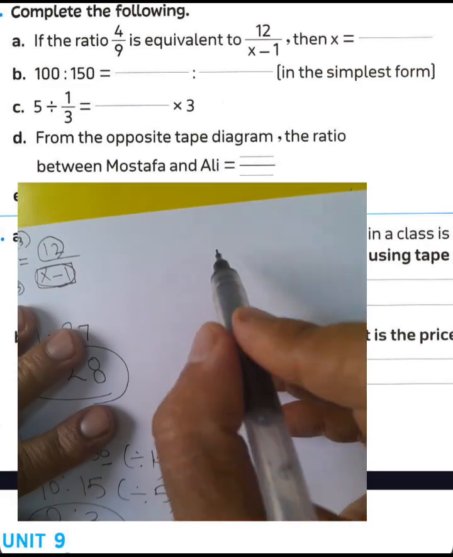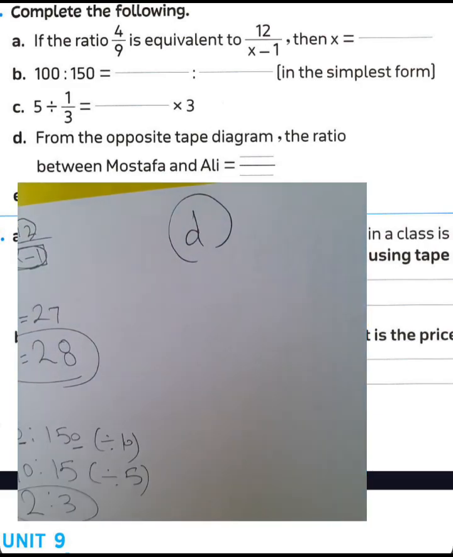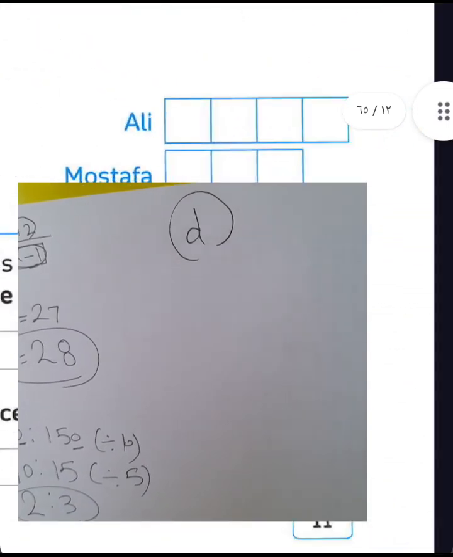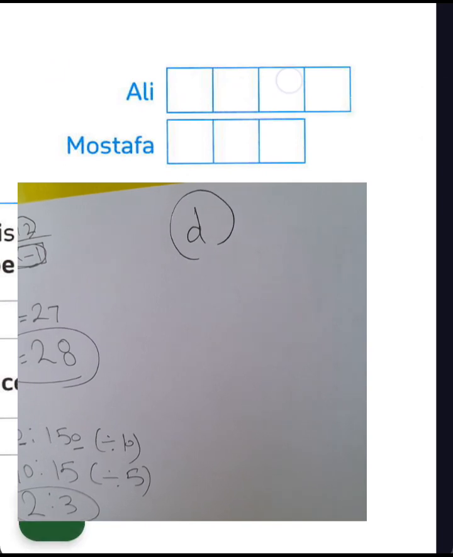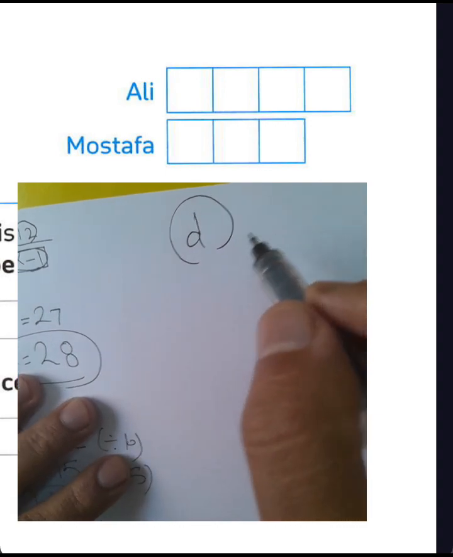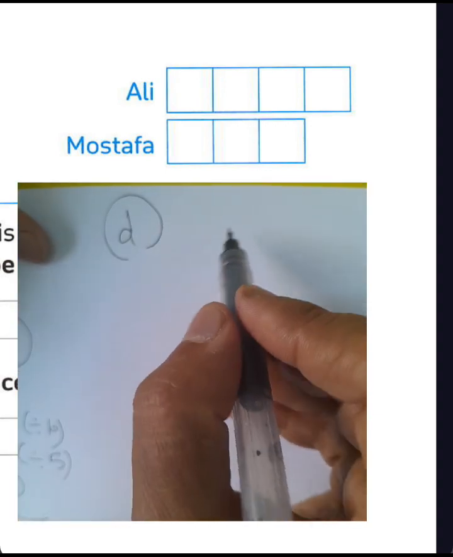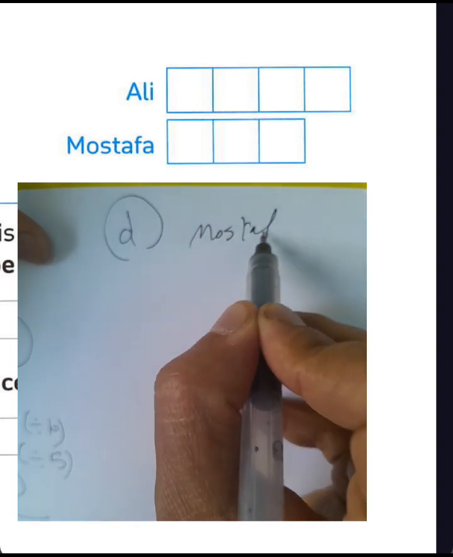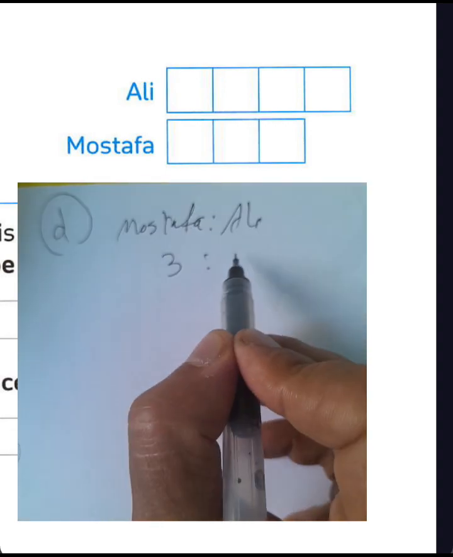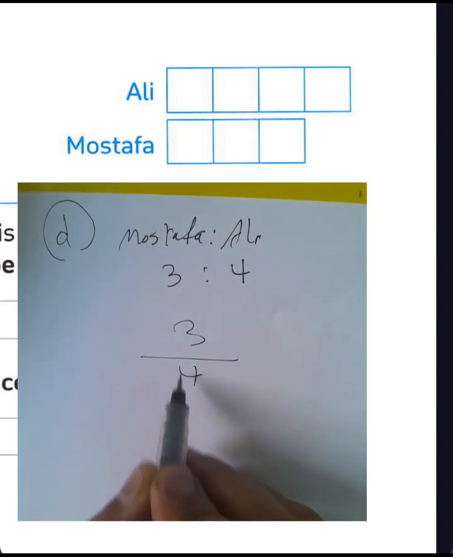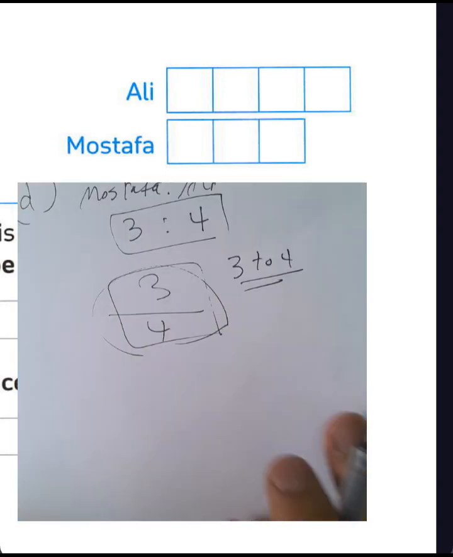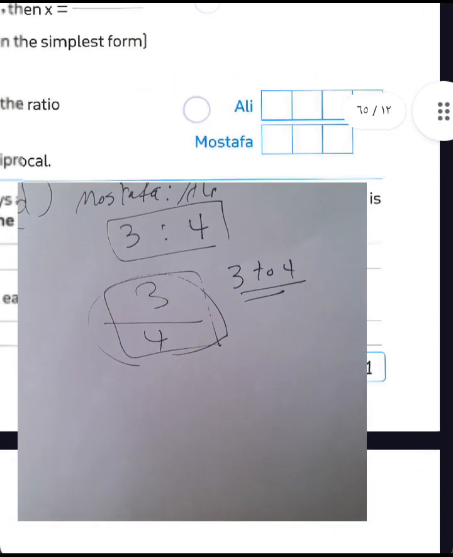Letter D, he gives us a tape diagram, the ratio between Mustafa and Ali. Mustafa has how many parts colored here? 1, 2, 3, 4, 4 to 3. The ratio would be 4 to 3. He wants to find Mustafa to Ali, or Ali to Mustafa? Mustafa to Ali. Here Mustafa has 3 and Ali has 4 parts. Then the ratio will be 3 over 4, or you can write 3 to 4 as you like. Next question.